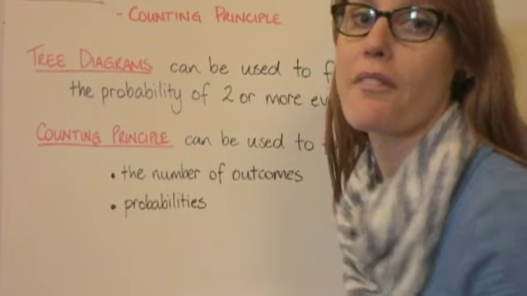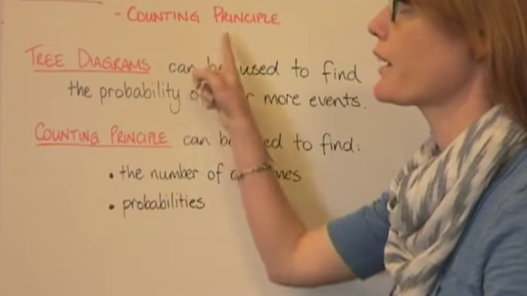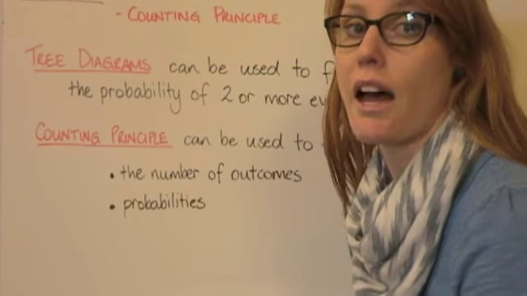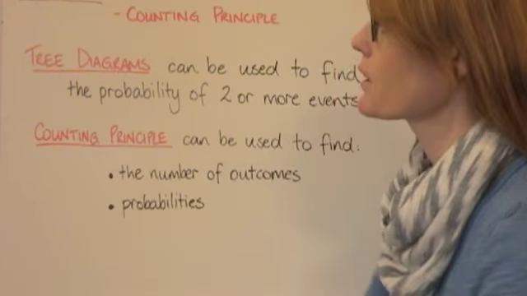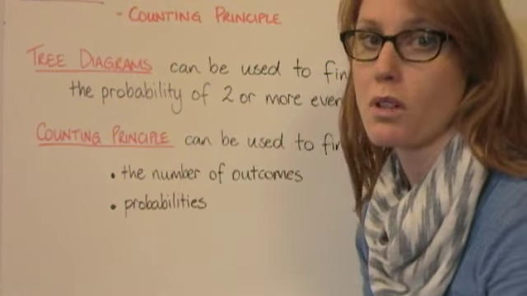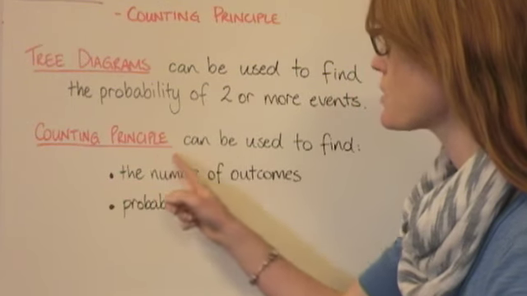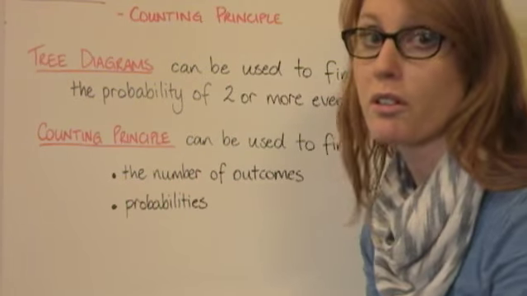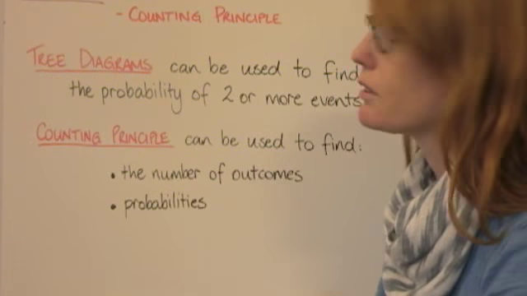Hi everyone, today we're having a look at tree diagrams and the counting principle and how they are used in probability. The tree diagrams can be used to find the probability of two or more events. The counting principle can be used to find the number of possible outcomes and probabilities.